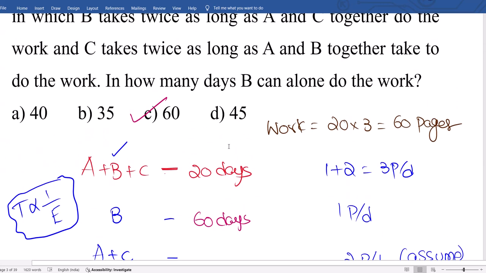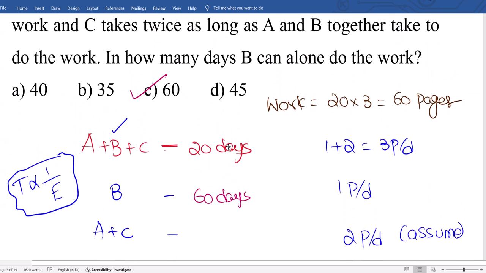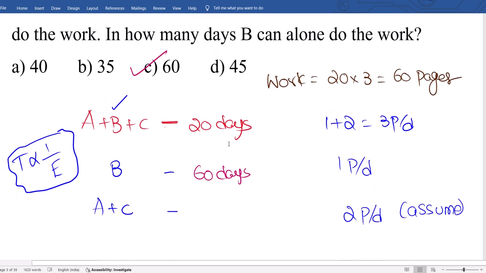I too agree. They said C takes twice as long as A and B together. Yeah, fine. But that's not required for me here to solve this. For B alone, it's sufficient. If they ask C alone, then use that data. C alone is twice A plus B, then use that data to calculate C alone. And see the important thing, how we solve. If you have any doubt, please let me know.